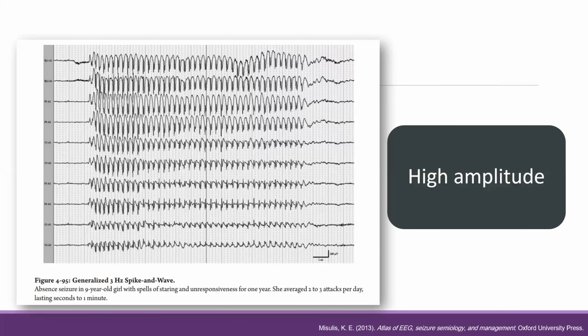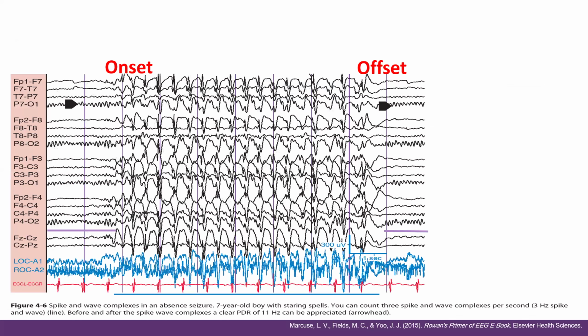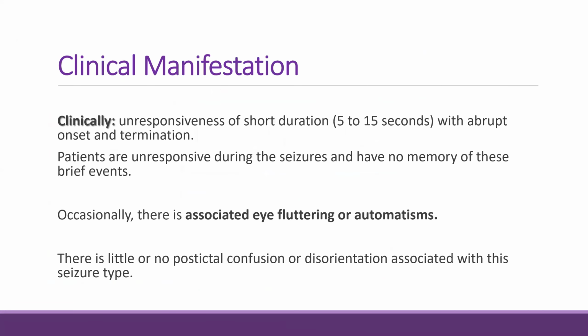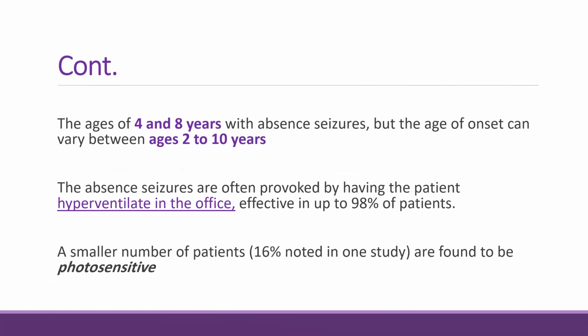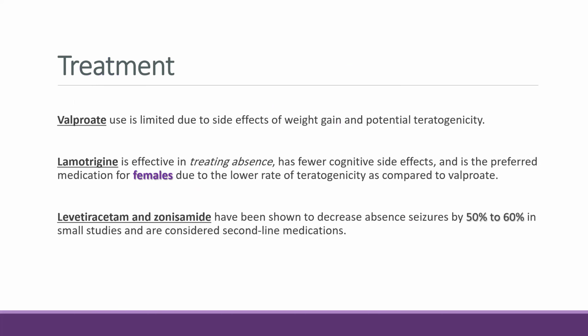Here is the EEG for a patient with idiopathic generalized epilepsy. And here's one for a patient with absence, so rapid onset and rapid offset. We have the typical childhood absence epilepsy, which is classically unresponsiveness for a short duration associated with some sort of eye fluttering or automatism. Usually it starts at 4 to 8 years of age. You can provoke this seizure in the office with hyperventilation. The treatment of choice is ethosuximide if it is not associated with any generalized tonic-clonic seizure. Otherwise, we can start valproic acid, lamotrigine, or levetiracetam.